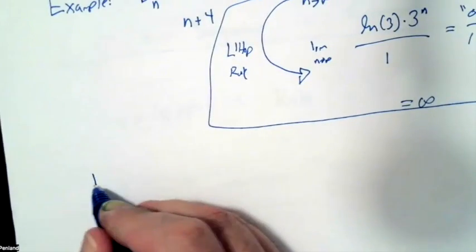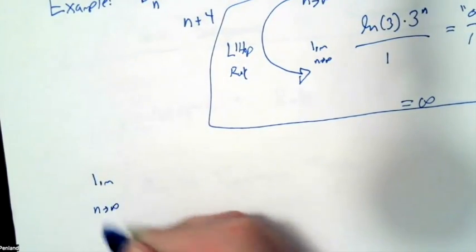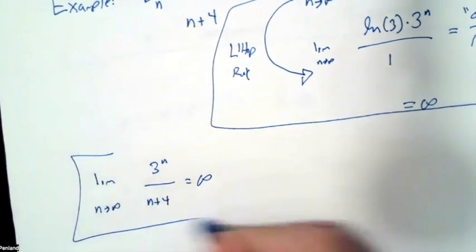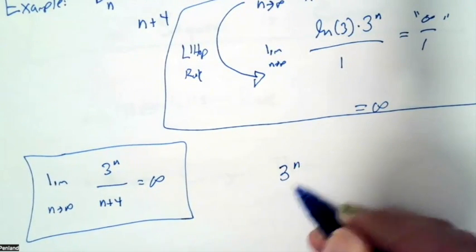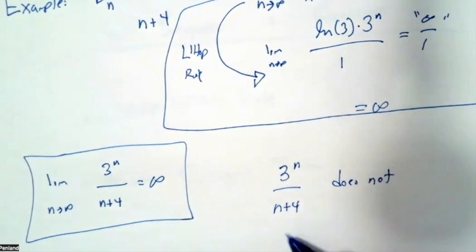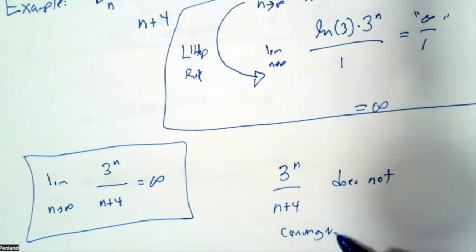Now again, you may see people write the limit as n approaches infinity of 3 to the n over n plus 4 is equal to infinity, and that's true, but infinity is not a number. So we would say 3 to the n over n plus 4 does not converge. It's not a convergent sequence. Let's do one more with L'Hopital's rule.